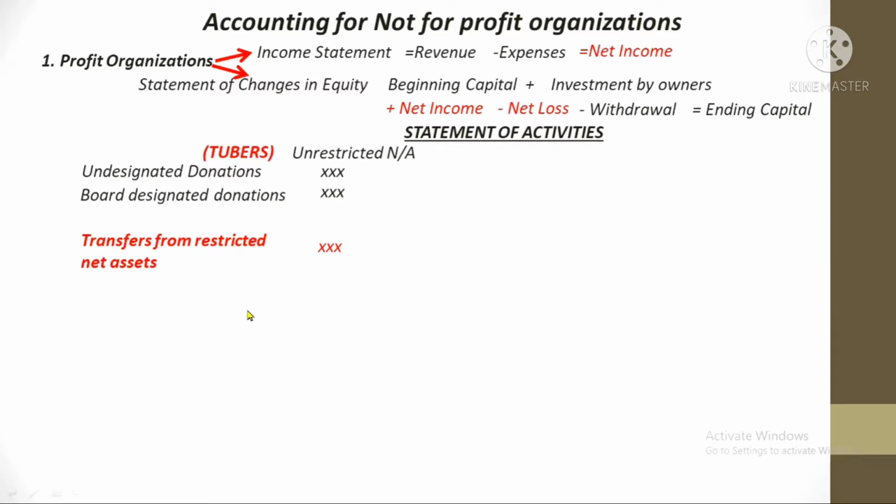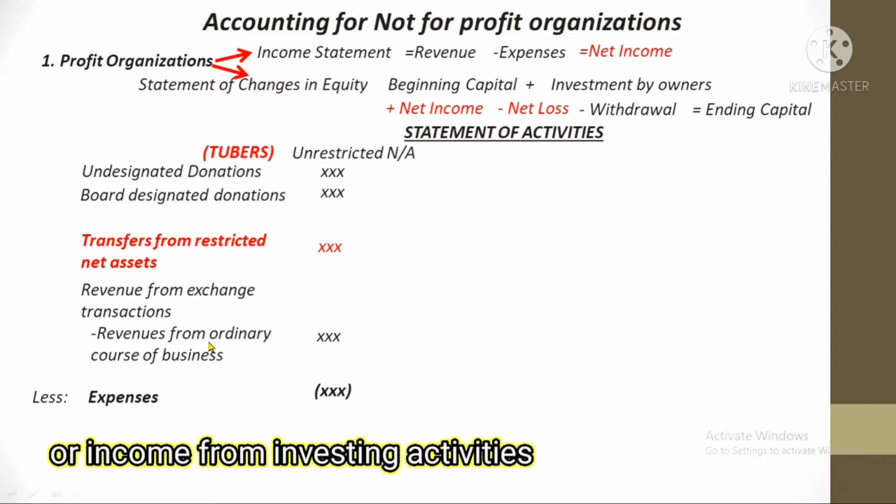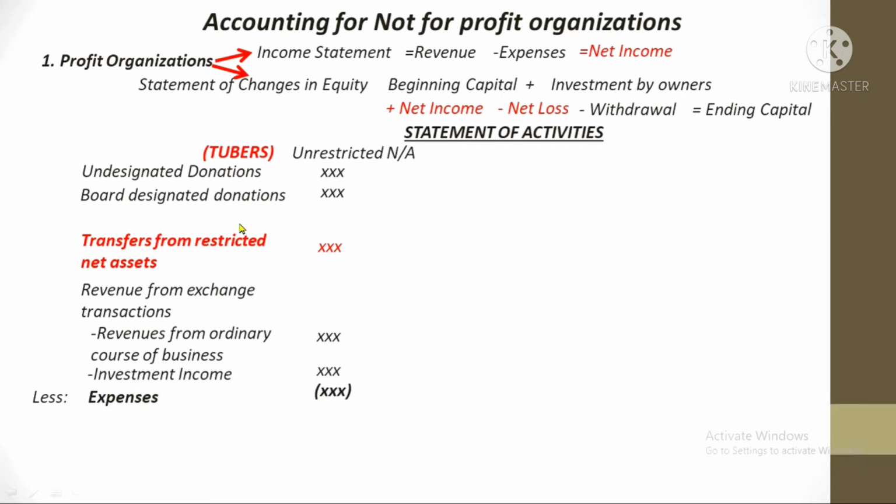And E is for expenses, and R is for the revenues and gains from exchange transactions. It could be from ordinary course of business of the NPO, like tuition fee revenues of NPO schools or patient revenues of NPO hospitals. And lastly, we have S, which is for support like government funding for the NPO and the like. So that's TUBERS.